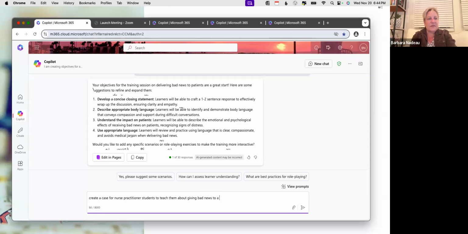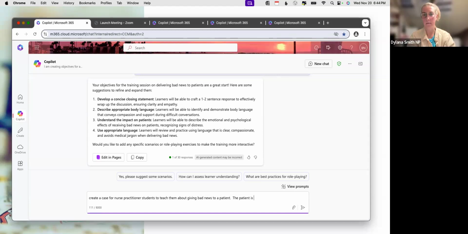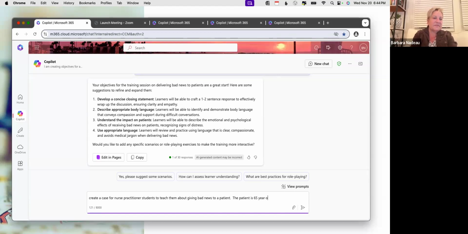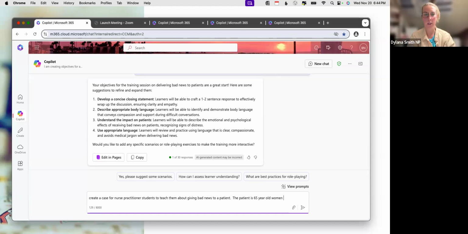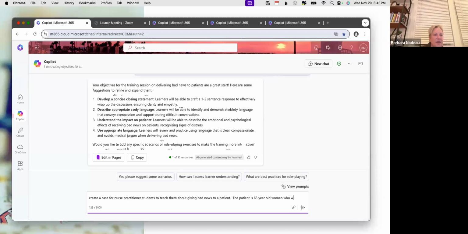The patient. The patient is how old? 65. 65-year-old man or woman? Woman. And what's the bad news we're giving? Like, what are they diagnosed with? You can use the BRCA genes. You have to give me that language. I'm an OT. It's not my world. Say it.